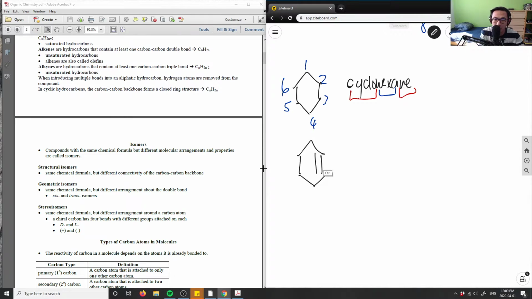We have a double bond here. Or sorry, I drew that really poorly. What if we have a double bond here? What would this be? It would still be a hexane, right? We still have 6, right? So this is hex. But then our ending is not A and E anymore. It's E and E, right?